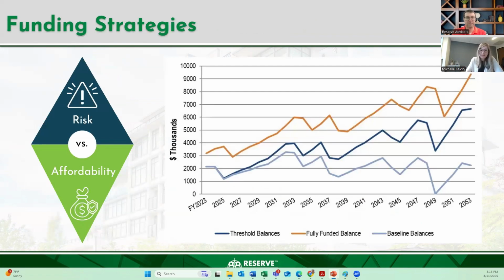This is kind of the Goldilocks, right? So fully funded balance is the most expensive, which actually minimizes risk, right? Which would make sense. Cost more, less risk. Then there's the baseline funding, where it's the reverse, right? Most riskiest, cost less. And that we call kind of Goldilocks or the threshold funding, where it's kind of finding that balance for just right. And that's ultimately what Reserve Advisors recommends.